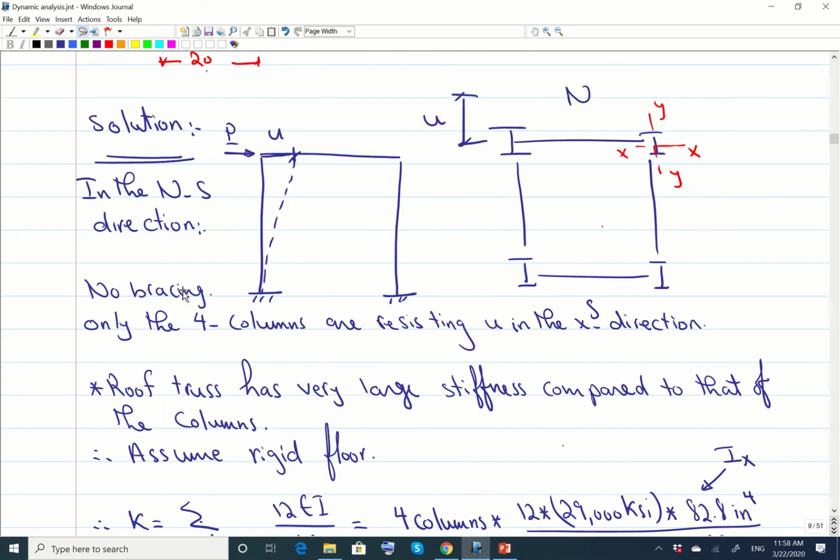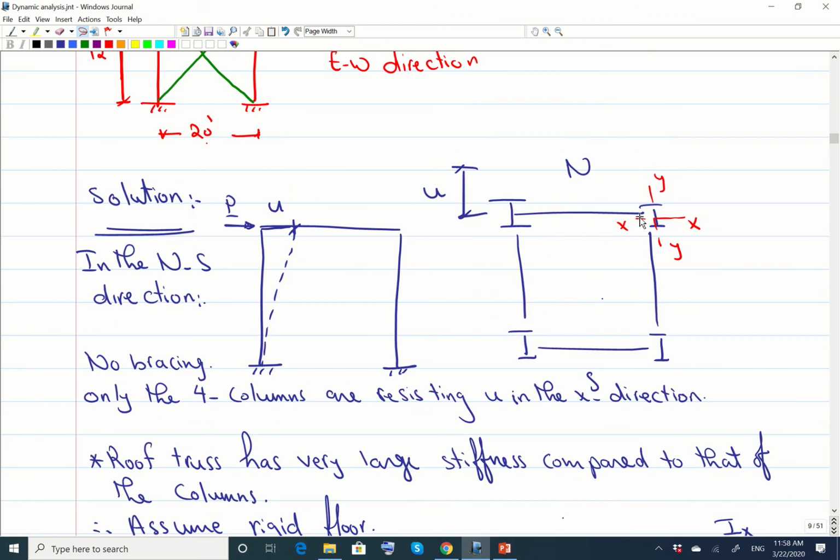So now let's start with the north-south direction. When there is a horizontal force applied in the north-south direction, the frame is going to drift with a value u. P equals ku. How much is k? This is what we're looking for. So what's resisting the motion here? You have 1, 2 columns and another 2 columns. So you have 4 columns, and the column is bent about the x direction.